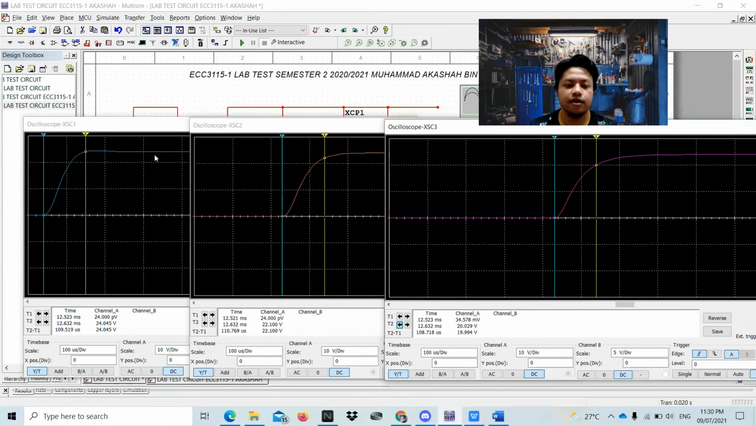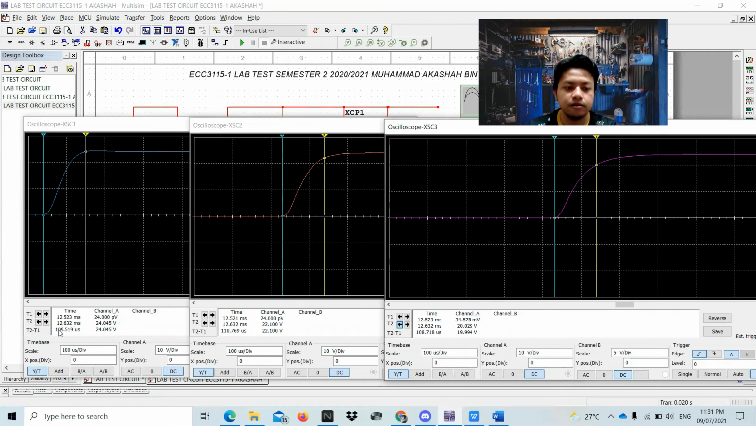So as you can see here, this is the oscilloscope of 625 ohms initially. This is the oscilloscope graph of 500 ohms, and last but not least is the oscilloscope graph of the 400 ohm resistor. So I already set up the values T1 and T2 at the same time base, so that I can differentiate the difference in value of voltage here.